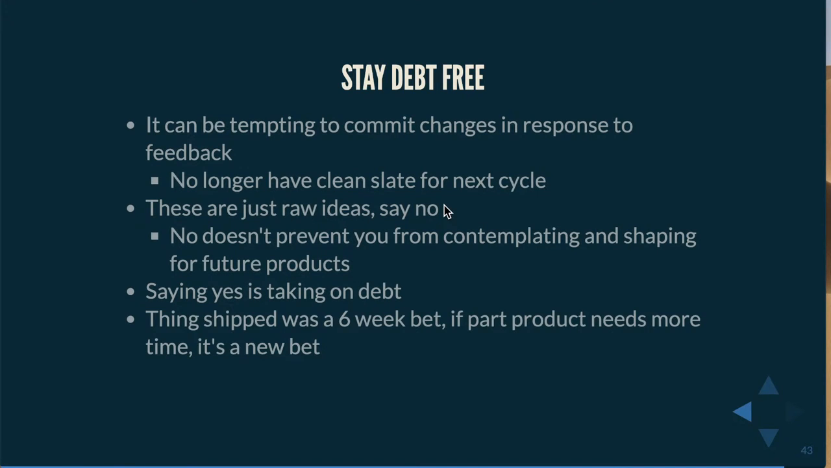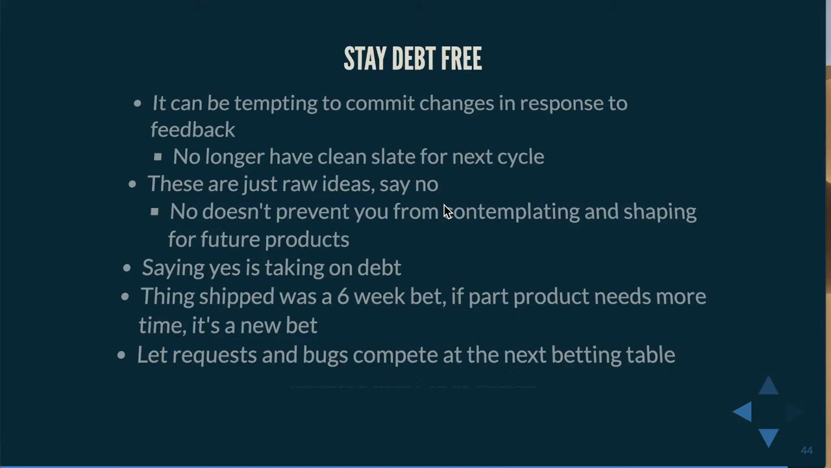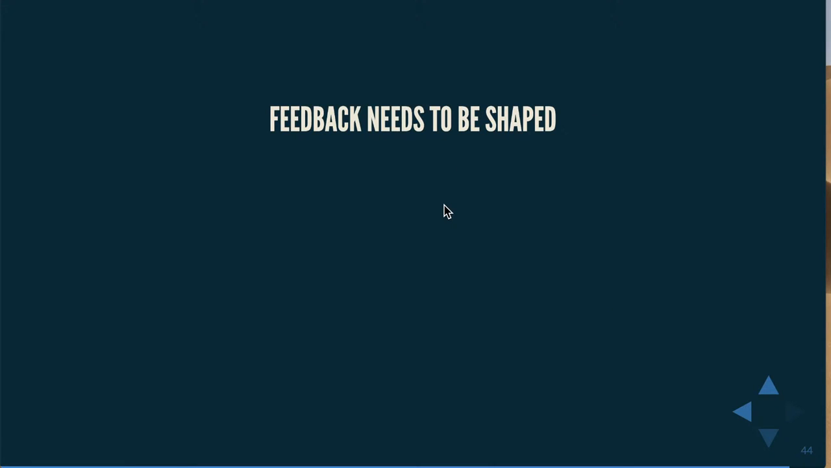The thing that you ship was a 6-week bet. If the product needs more time than that, it's a new bet. So let requests and bugs compete at the next betting table. And I kind of like that notion, how you let new work, regardless of whether it's features or bugs, compete for what we're going to work on. Feedback needs to be shaped.